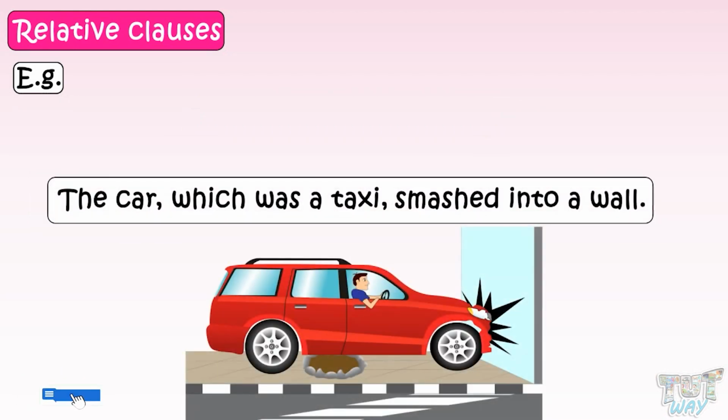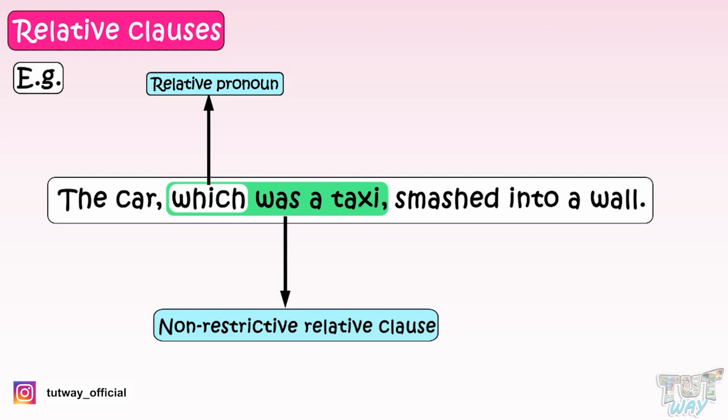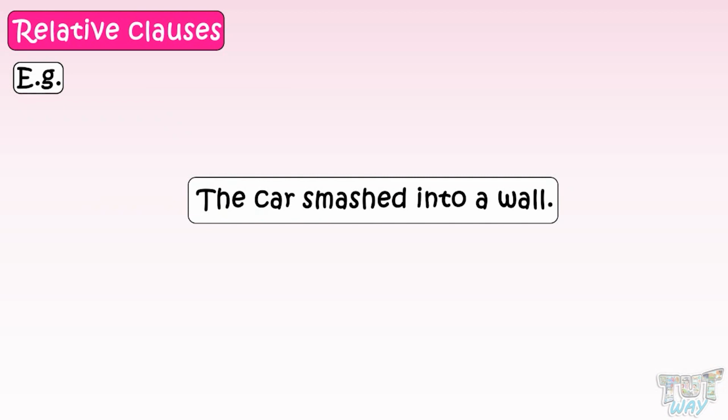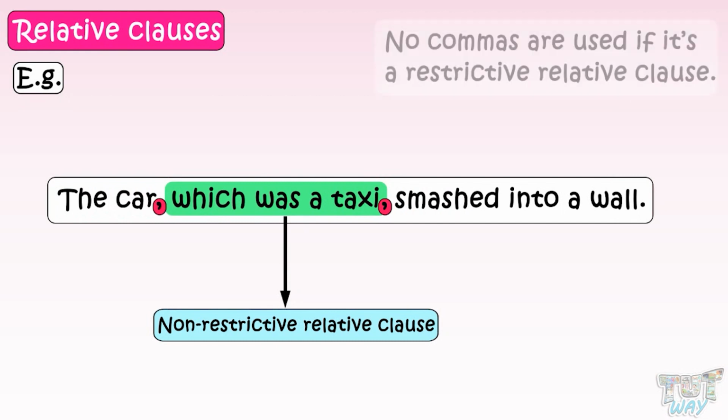The car, which was a taxi, smashed into a wall. Here, the clause which was a taxi is a non-restrictive relative clause, as it begins with a relative pronoun, which, and the sentence will remain meaningful if we remove this relative clause. The car smashed into a wall. As it's a non-restrictive relative clause, commas are used. And remember, no commas are used if it's a restrictive relative clause.